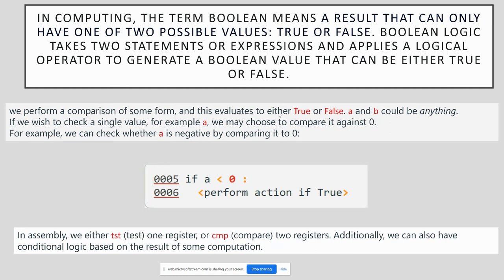A and B could be anything. So if we wish to check a single value, for example, A, we may choose to compare it against 0. So for example, we check whether A is negative by comparing it to 0. So if A less than 0, perform action if true. We're going to have a look at other examples in a minute. So in assembly, we either TST, test one register, or compare two registers. We refer to it as CMP. Additionally, we can also have conditional logic based on the result of computation.